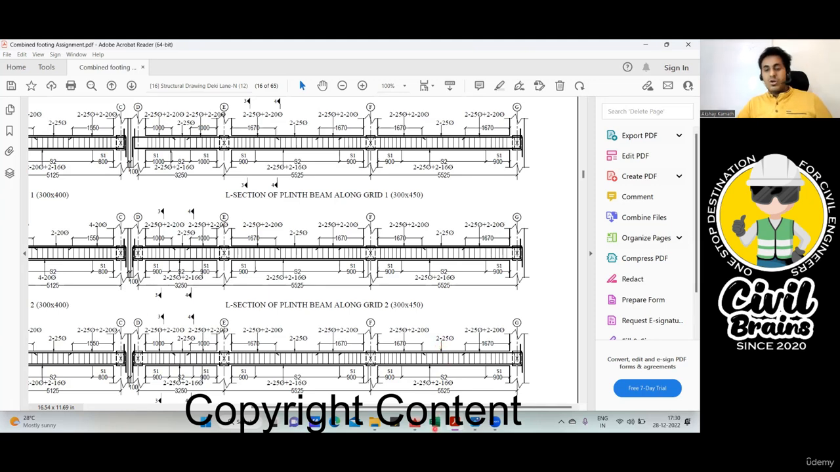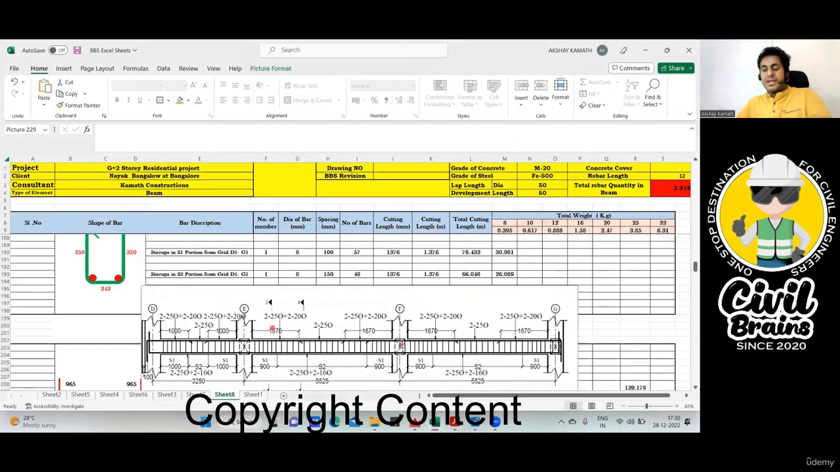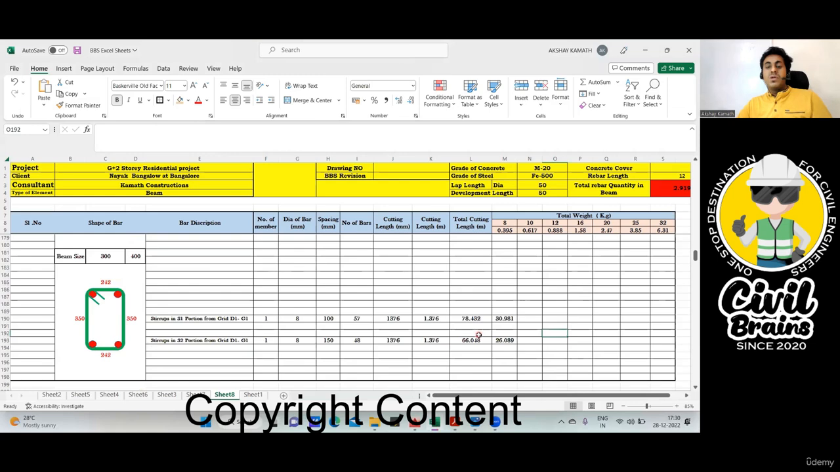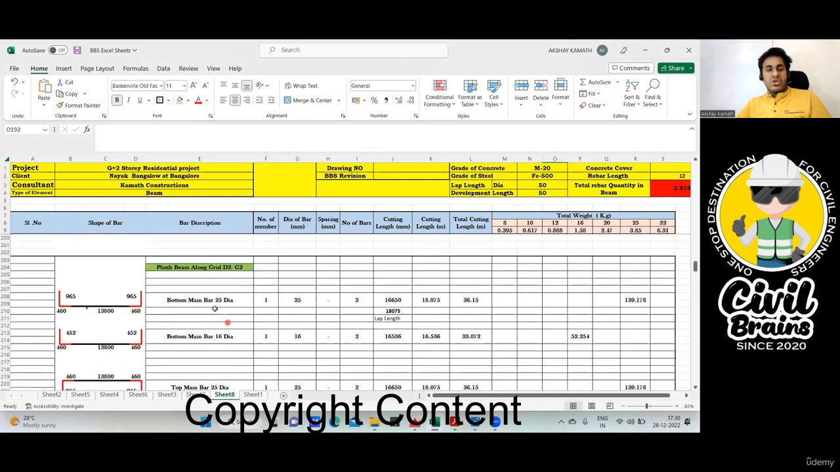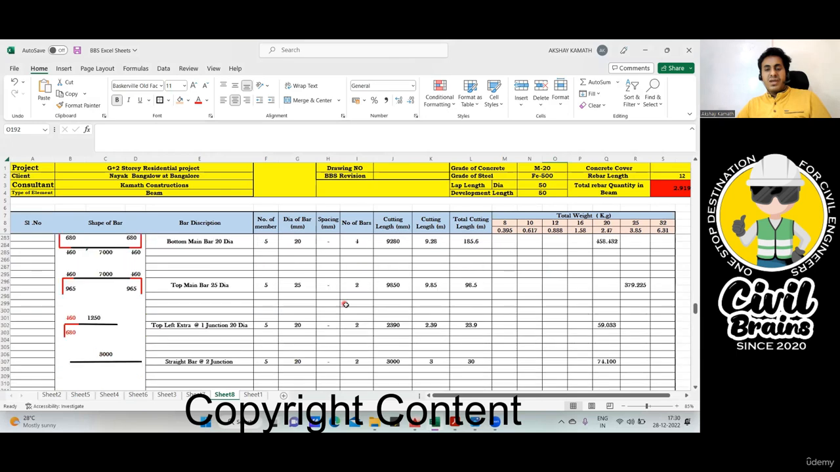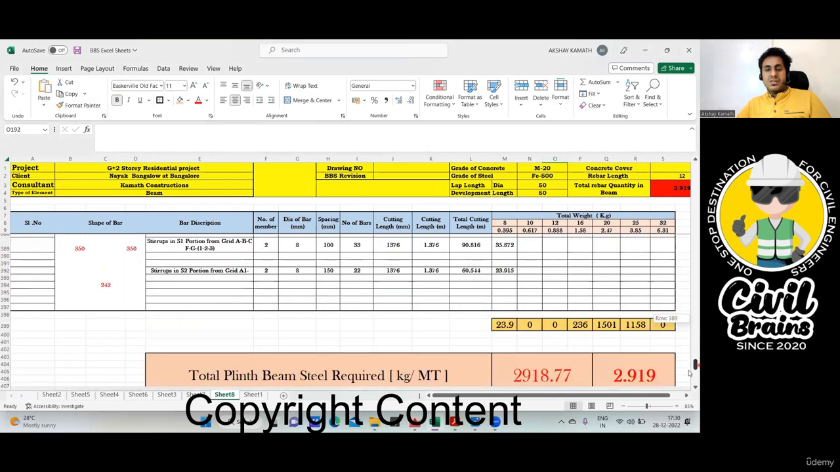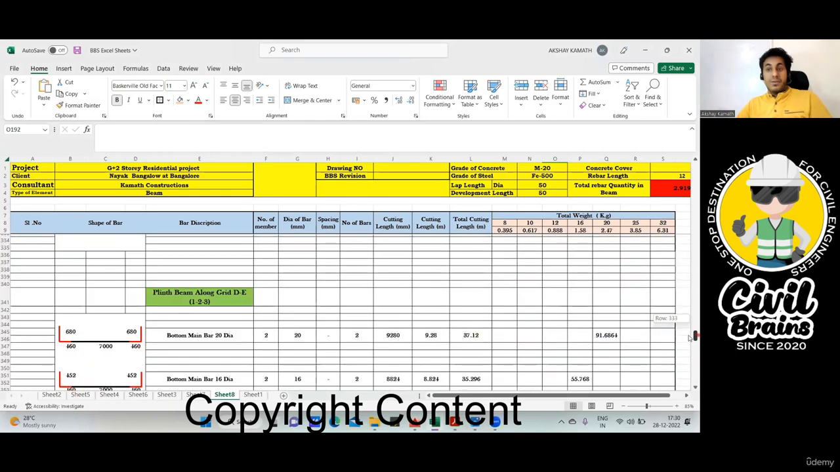Okay. So it will take a long time. I agree with that. It will take a long time, because that is how the beam BBS has to be taken care of. So in the next lecture, I'll be explaining the other few beams, and then finally we'll see what is the total steel that is required in the complete BBS we have done.